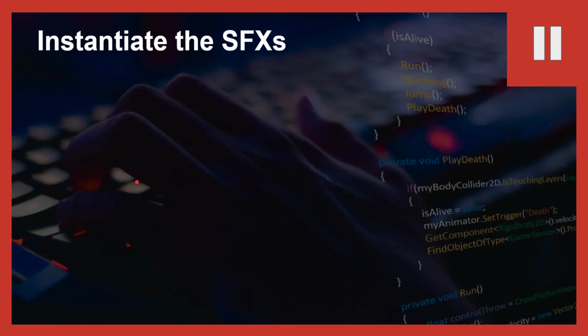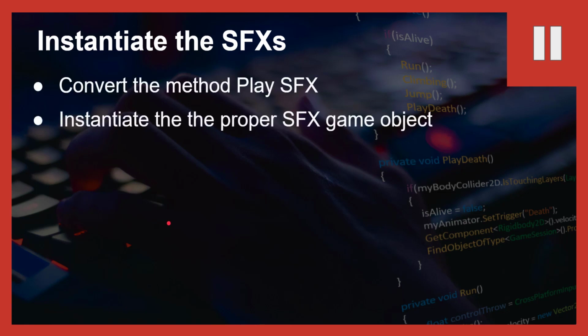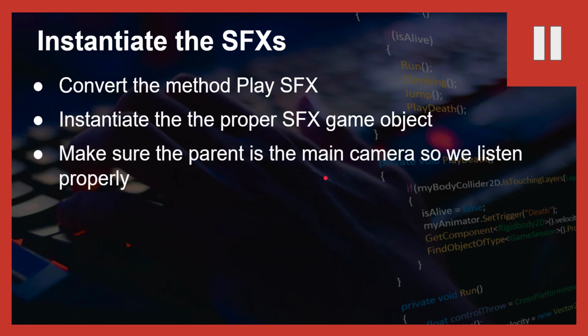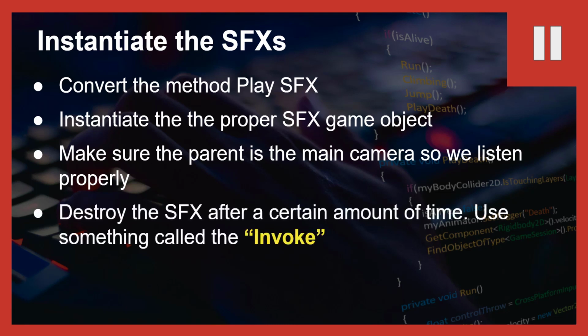Your challenge is to instantiate the sound effects. So convert the method PlaySFX. You'll need to instantiate the proper SFX game object. You'll need to make sure the parent is the main camera, so we listen properly. Why the main camera? Well, obviously because we said we want to have the sound effect instantiate at the closest listener. You'll need to destroy the sound effect after a certain amount of time, and we are going to use something called Invoke.